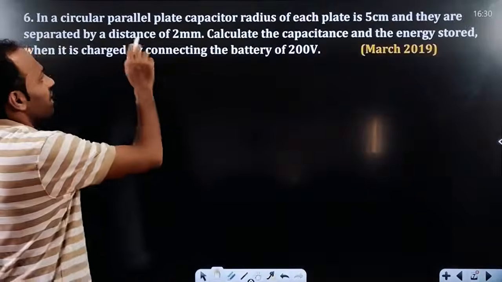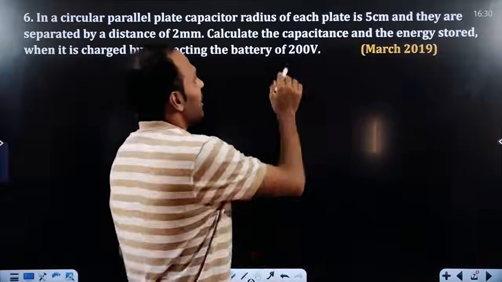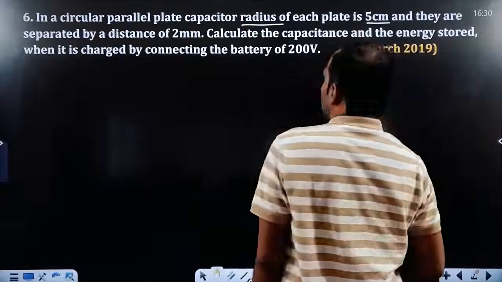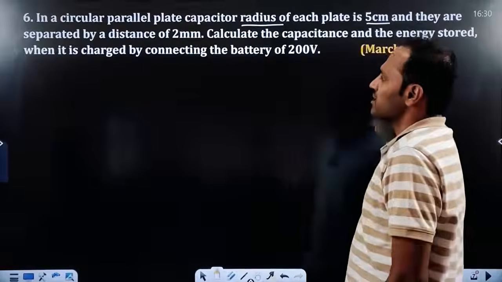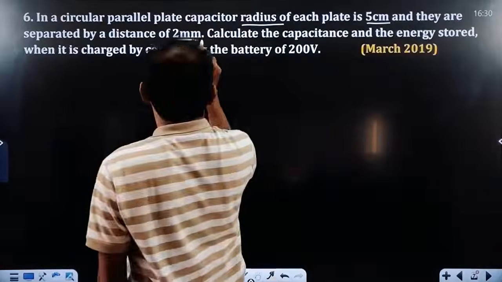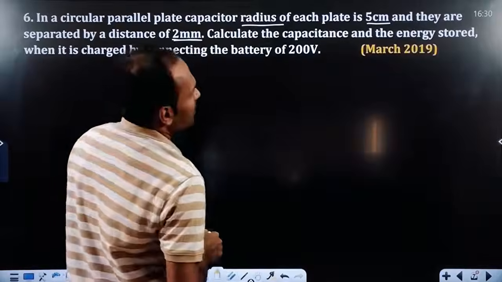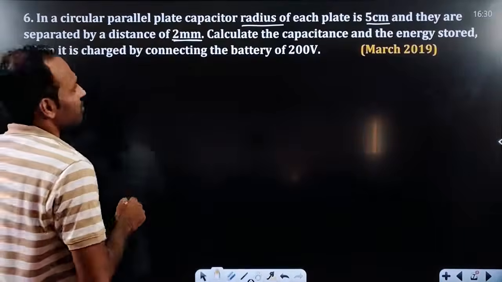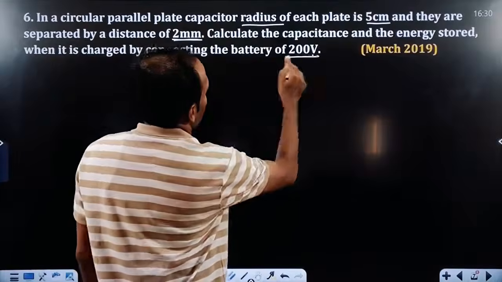In a circular parallel plate capacitor, the radius of each plate is 5 cm, and they are separated by a distance of 2 mm. Calculate the capacitance and the energy stored when it is charged by connecting a battery of 200 volts.